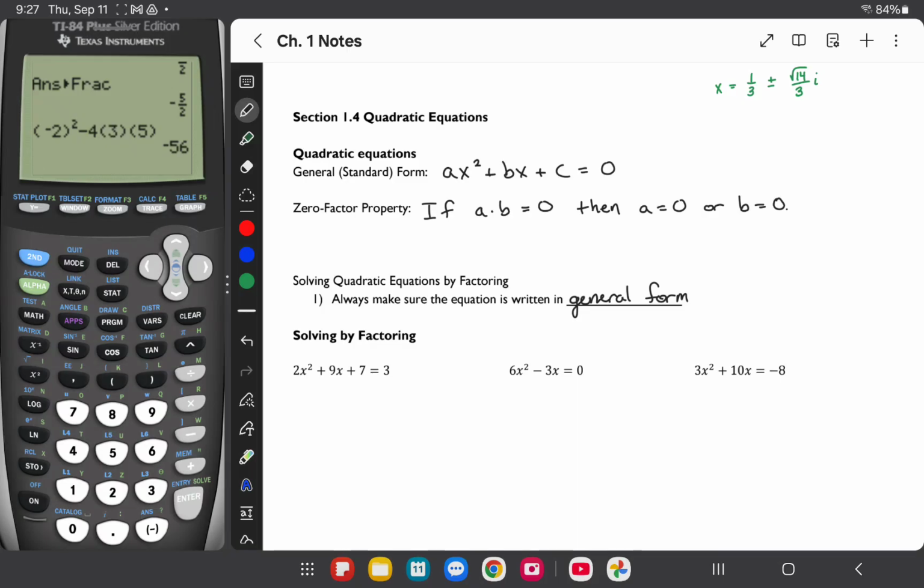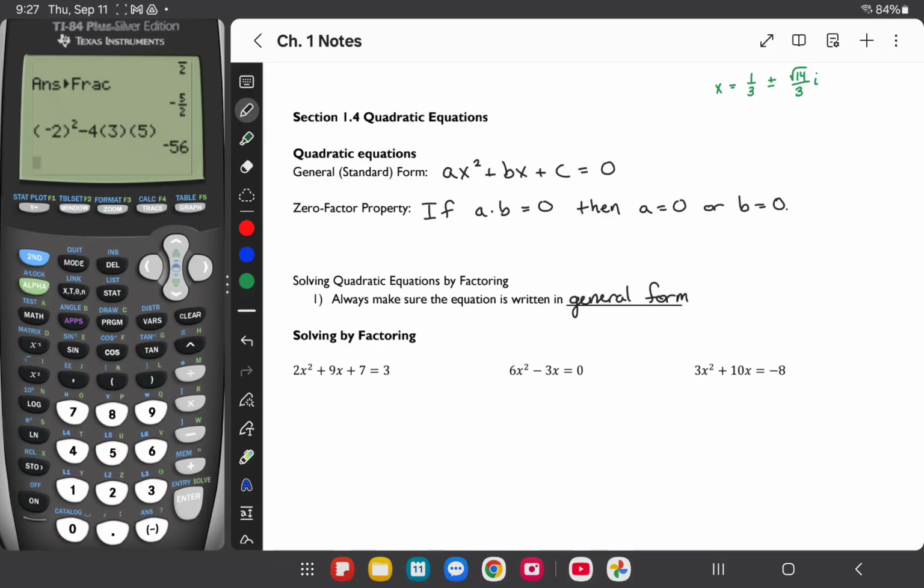A couple things we need to know before we start to talk about that. First is we need to make sure that anytime we're solving a quadratic equation that it's in what's called general or standard form. What that looks like is ax squared plus bx plus c equals 0. So you must have one side of your equation equal to 0 in order to solve using most of these methods. The other thing we're going to use when factoring is what's called the zero factor or zero product property.